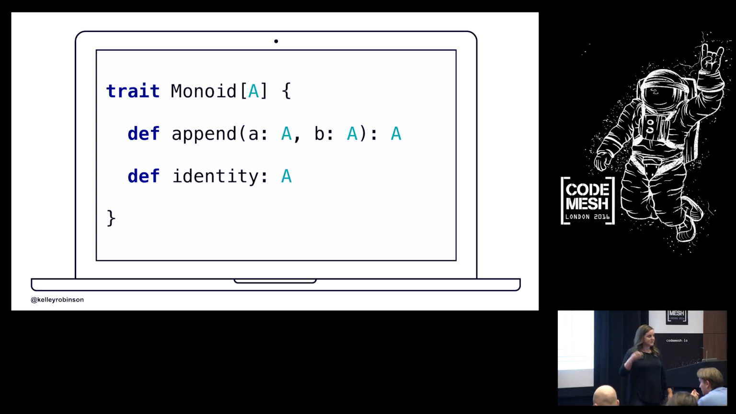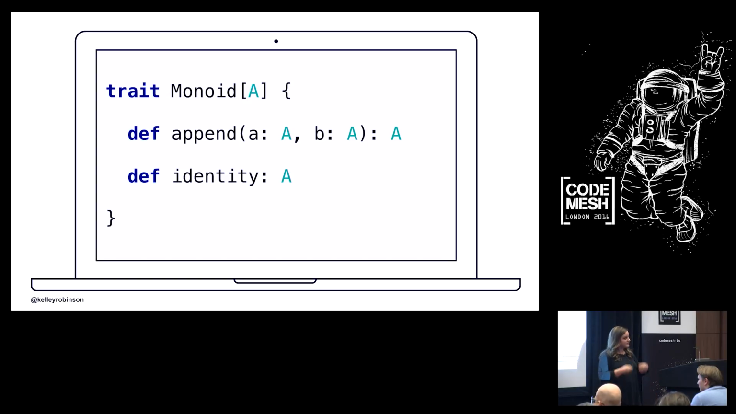So traits, similar to other object-oriented programming languages, you can extend them. The methods available to them will be available to anything that extends them. Type parameterization here means that this will take any type A. Method signatures, hopefully, are straightforward. The append method will take 2 parameters of type A and return a parameter of type A.